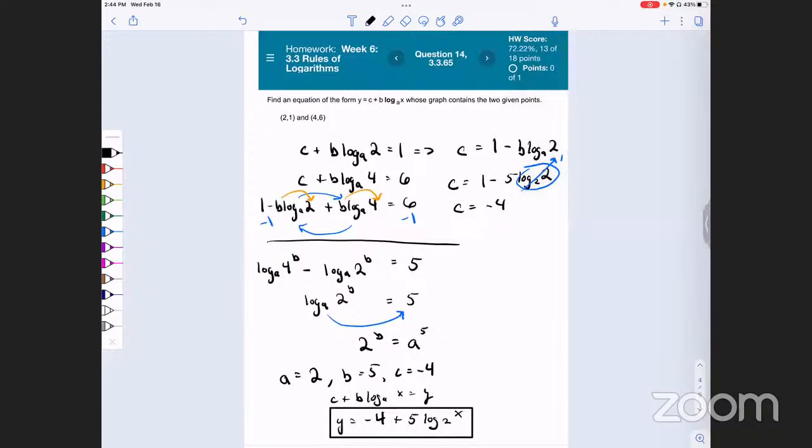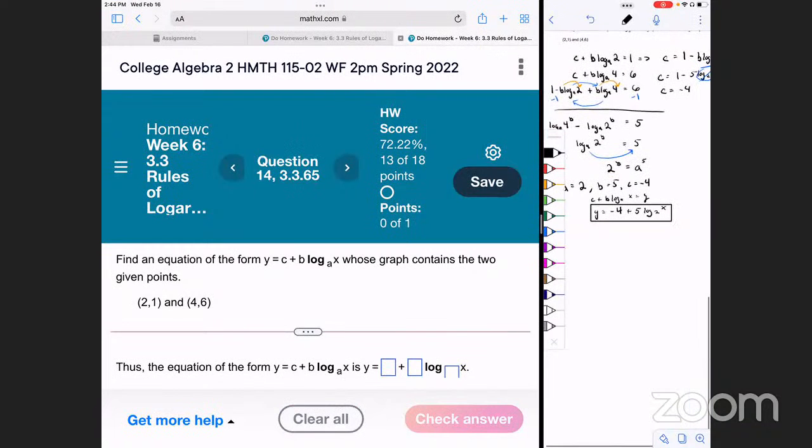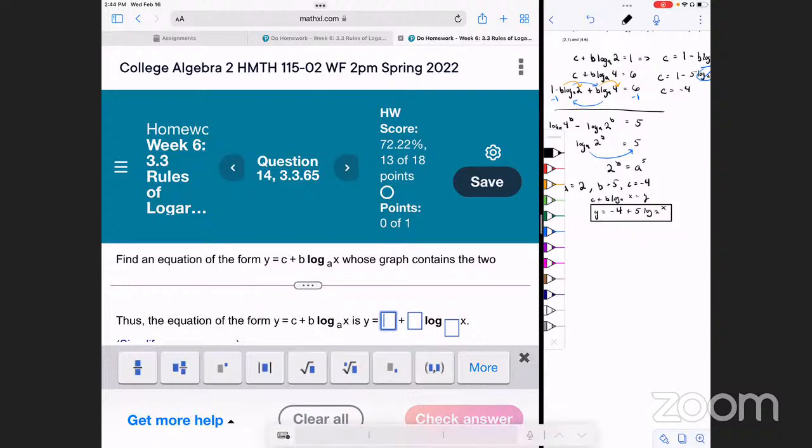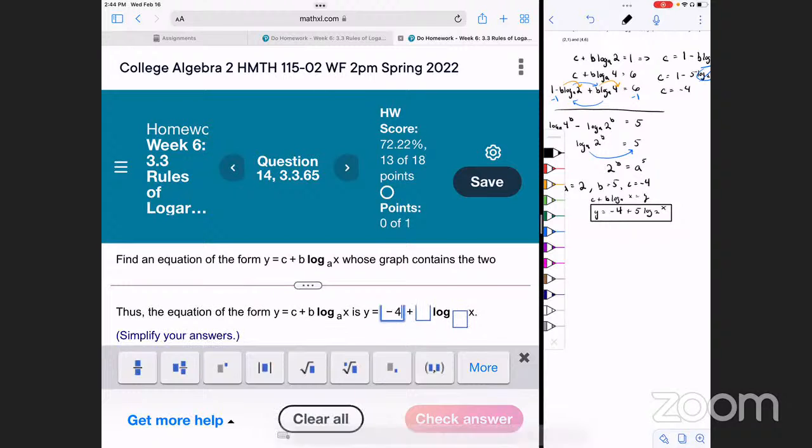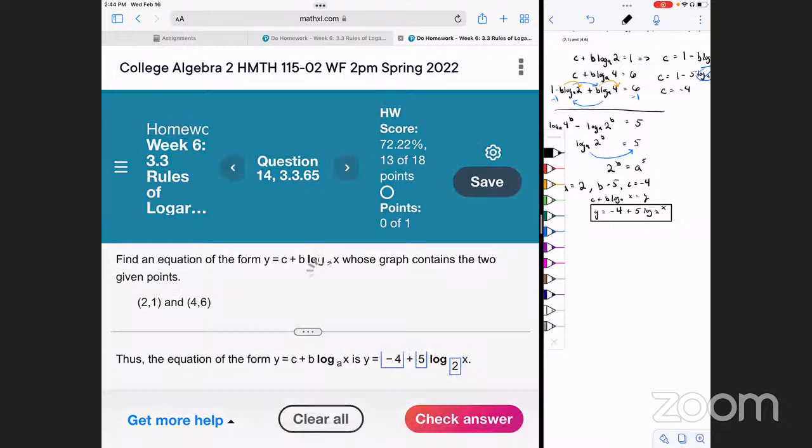I want to take that result. Okay. So let's give it a go. So we got negative 4 plus 5. Oops. Plus 5 times the log base 2 of x. Okay, and check this.